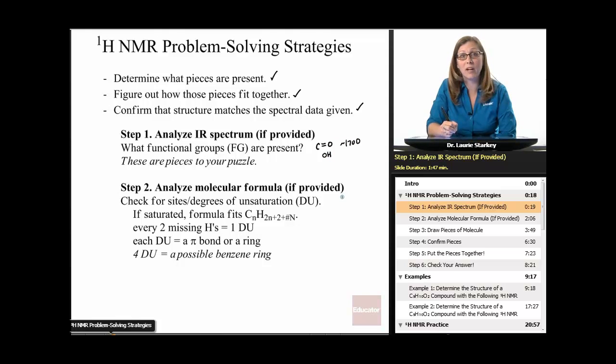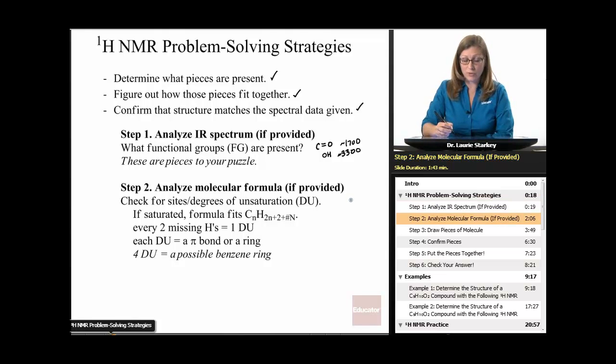OH groups are very obvious in the IR, those broad peaks around 3300. We can look for the presence of double bonds, hydrogens on those triple bonds, and so on. Those are going to be pieces to our puzzle. Those have to be incorporated into our final answer, into the structure that we have.